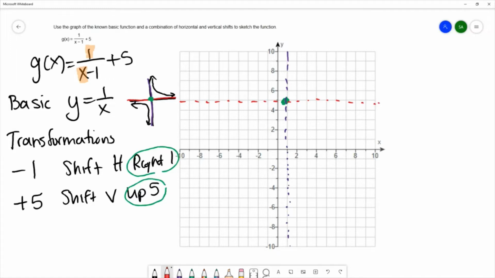So by shifting where the asymptotes are, that is shifting the graph itself. So my graph will look like this. So it's the same graph, just shifted around the point 1, 5 instead of around the point 0, 0.